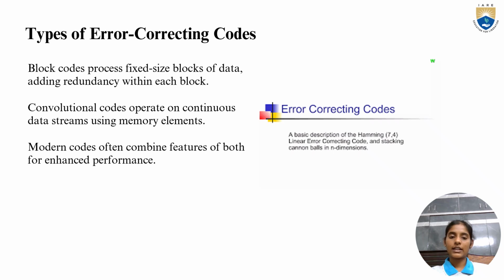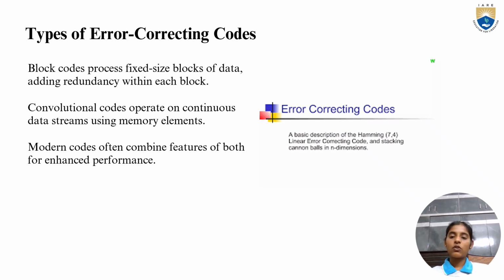Types of error correcting codes. Block codes process fixed-size blocks of data. Block codes divide data into fixed-length blocks and add redundancy to each block. Examples: Hamming codes, Reed-Solomon codes, and BCH codes.